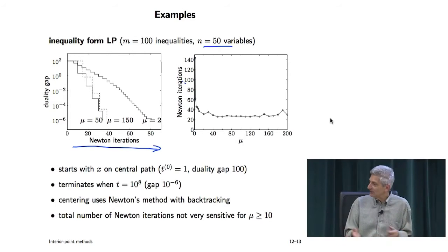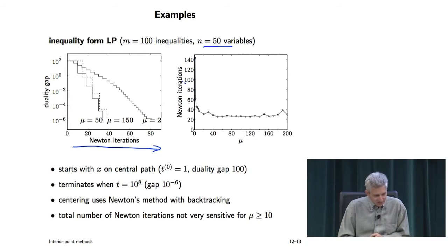But what's weird here? So now you can see everything. Here's mu equals 2, and you can see that the treads are short, meaning you're taking 2, 3 Newton steps. Here you crank this up to 50 and 150, and you're taking like 8 Newton steps, but you're making big progress in gap, right?